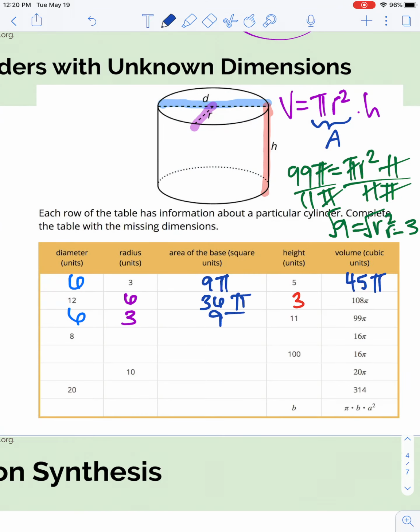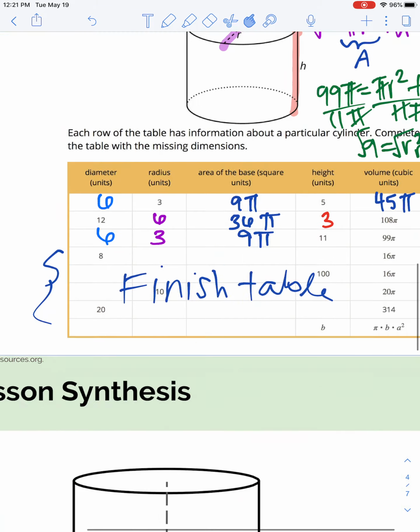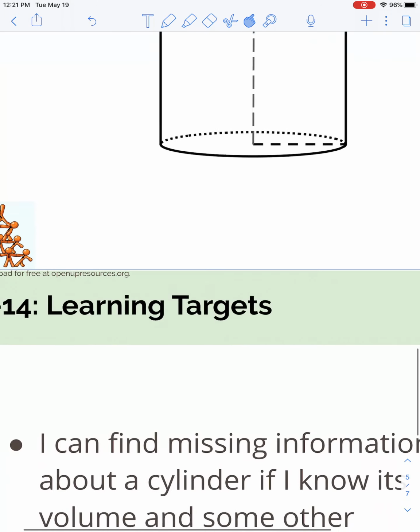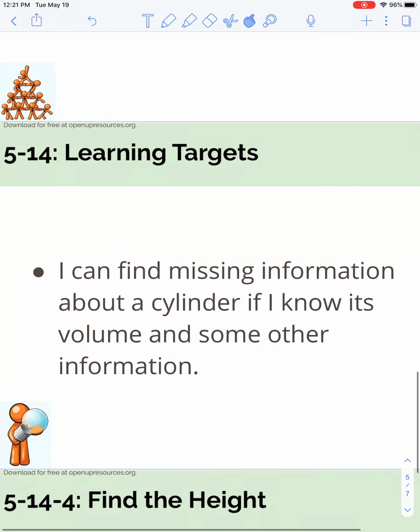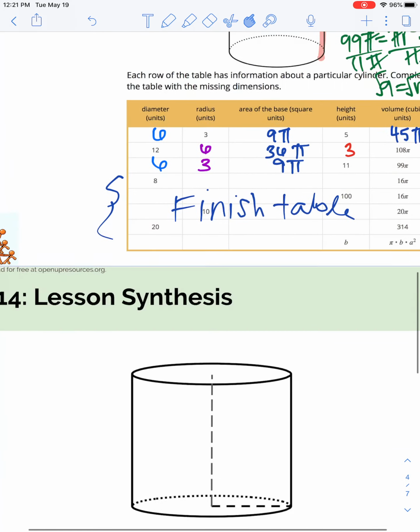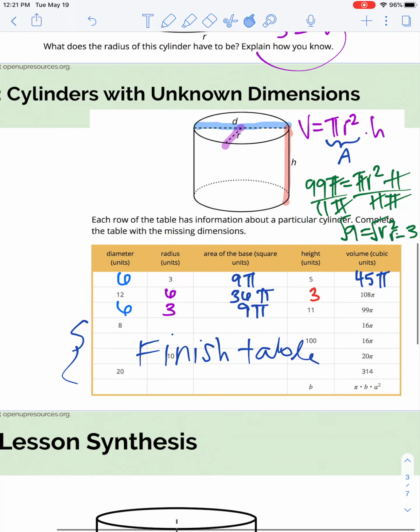And that's everything. So you guys need to finish this table on your own. And I don't think there's going to be anything that is really any different than what we've just went over. All right, we can find missing information about the cylinder. So pretty much what we're doing is just practicing like missing information using an equation. So it's algebra. We're just using a shape instead of like a graph, if that makes sense, which is kind of what we've been doing.